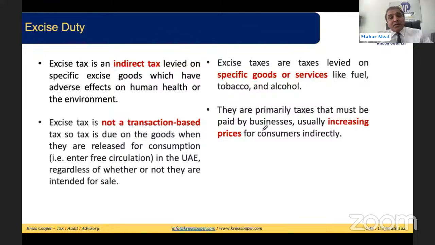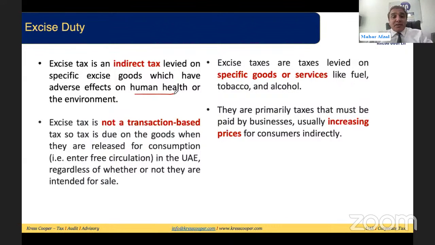As I mentioned, the person who is collecting the tax, this is not ultimately their responsibility. They are collecting on behalf of the government. Ultimately, this money is going to the government. Excise duty is an indirect tax levied on specific excise goods which have an adverse effect on human health. This is the first thing. Not all products are subject to excise duty. Only specific products which are harmful to humans are subject to excise duty.